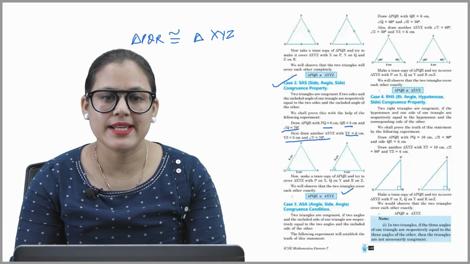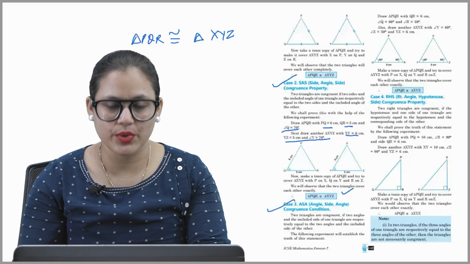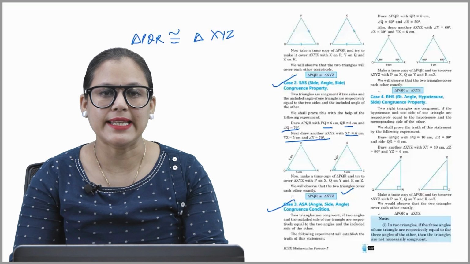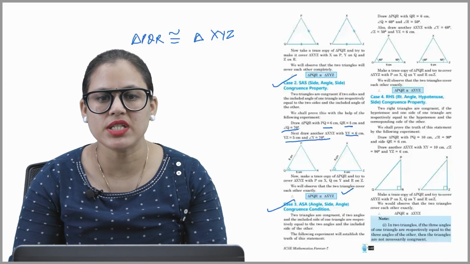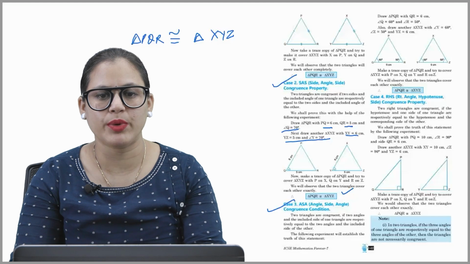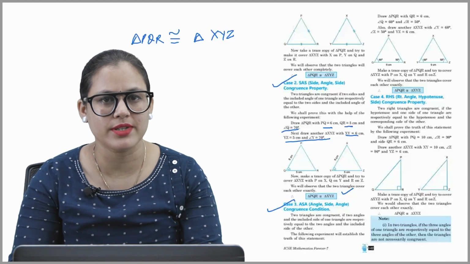Case 3, ASA, that is the angle side angle congruence condition. Two triangles are congruent if two angles and the included side of one triangle are respectively equal to the two angles and the included side of the other. The following experiment will establish the truth of this statement.